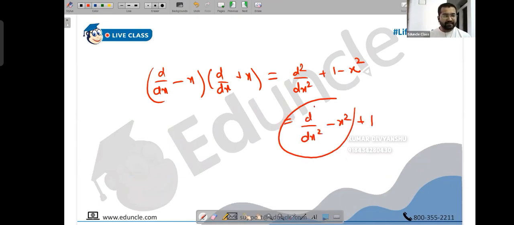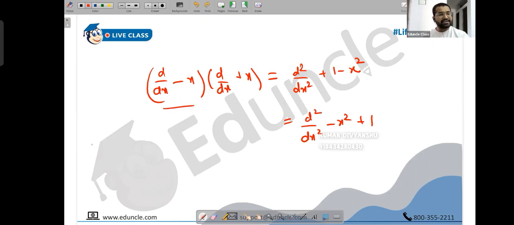Many students would have marked only this, which is wrong by the way. Like I said, it's a common mistake that d minus b into a plus b is a square minus b square. No, people. In operators, it's not allowed. Operators cannot be multiplied directly. You can never multiply them. Answer is plus 1.